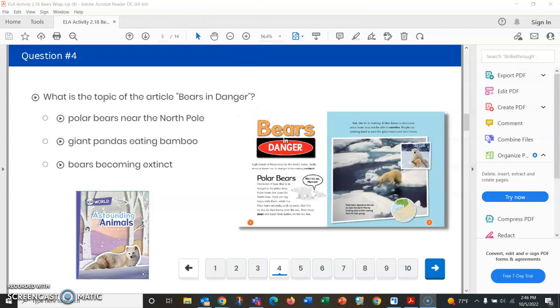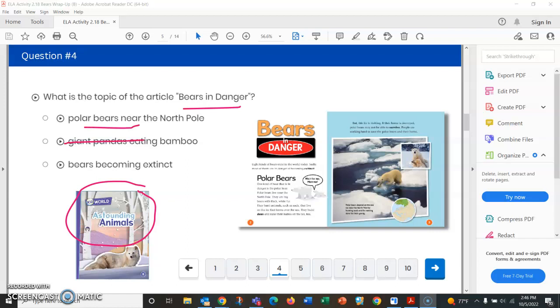It says, what is the topic of the article Bears in Danger? And just as a reminder, you guys can pause this video as you need to go. If you're working on your quiz at the same time, maybe pause it, put in your answer, and then you can come back to the video. The topic of the article Bears in Danger. So I pulled it up here. This is in your Astounding Animals magazine. And this article here, it is about polar bears in the North Pole.